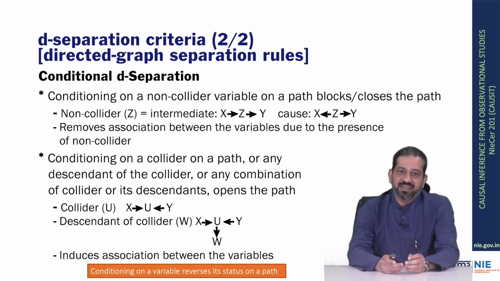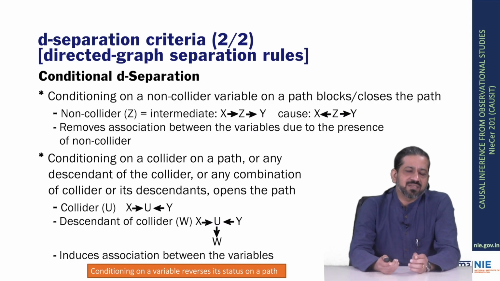Secondly, conditioning on a collider on a path, or any descendant of the collider, or any combination of these, will open the path. Remember here, for example, U is a collider between X and Y, and W is a descendant of the collider U. So if we were to condition or adjust for either U or W or both of them, it would induce a spurious association between X and Y, which will again distort the true causal association between X and Y. So in summary, conditioning on a variable essentially reverses its status on the path. If we condition on a variable which is on a closed path, it will open that path. If we condition on a variable which is on an open path, it will close that path.